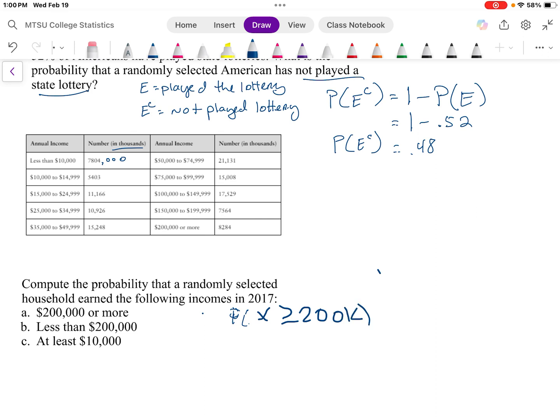All right. With that in mind, we do need to get the totals here. This last category is what we're focused in on. So that's our top number: 8,284, and again that would be 8,284,000 people. I need to find out a total here real quick, so let me go ahead and add up these numbers.